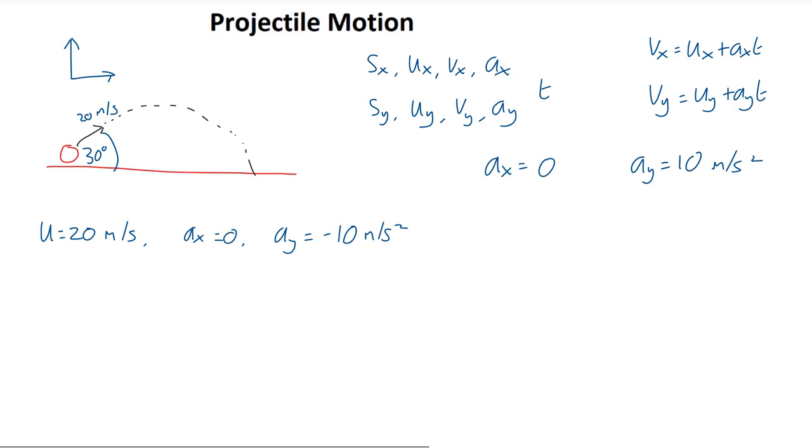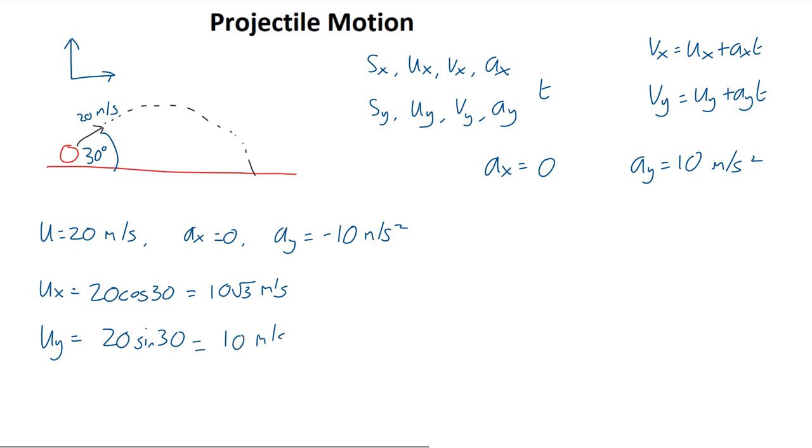Great, I have the acceleration broken into its components a sub x and a sub y, but I don't have the initial velocity u broken into its components, so I have to do that first. Remember, a vector's x component is equal to that vector times cosine of that angle to the horizontal. Therefore, u sub x is going to be equal to u cosine of the angle. In other words, u sub x is equal to 20 cosine 30. Cosine 30 is root 3 over 2, therefore 20 cosine 30 is 10 root 3 meters per second. Similarly, u sub y is 20 sine 30, sine of 30 is a half, therefore u sub y is 20 by a half, which is 10 meters per second.